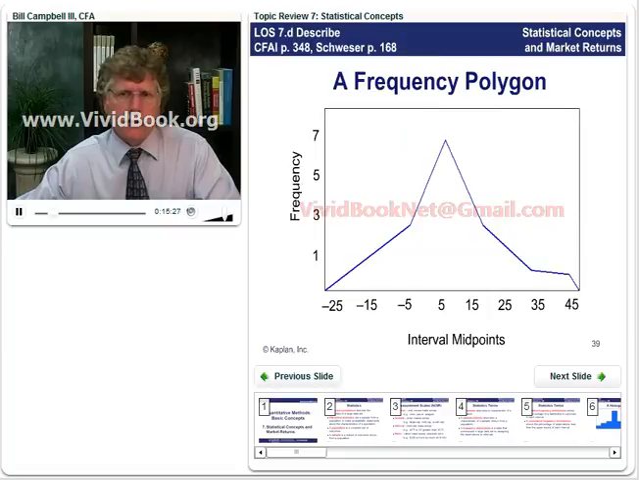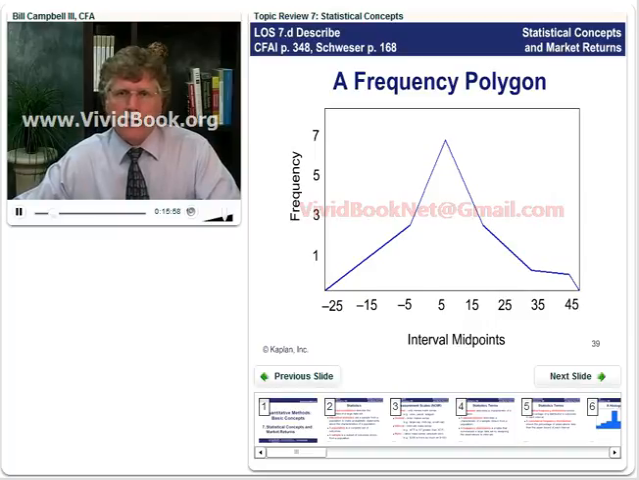A similar, related way is what we call a frequency polygon. It's the same data that we had in the histogram, but now instead of having solid filled-in rectangles, we simply have a data point at the end of each interval. So we would have a data point here at -20%, and a data point at -10%, and a data point at 0%. And then we connect those points with this line.